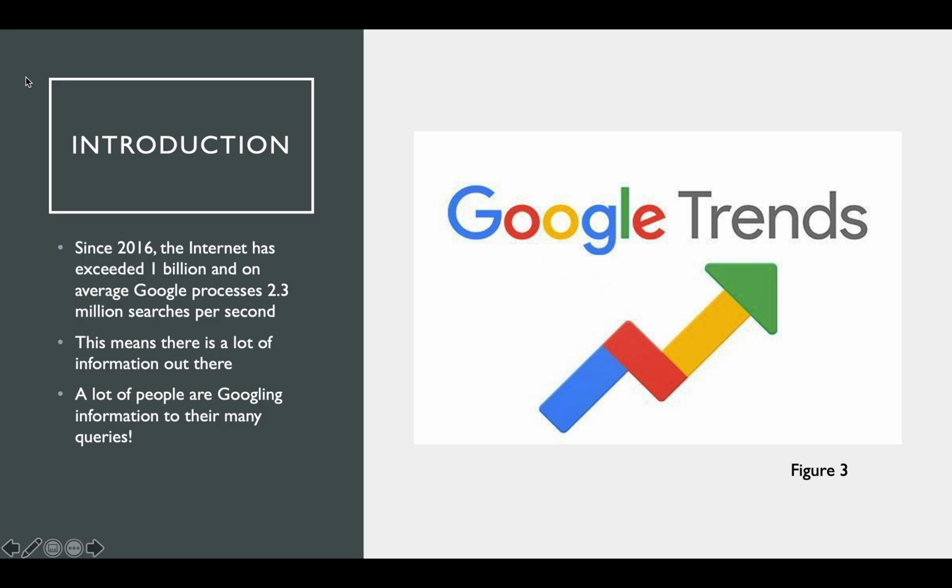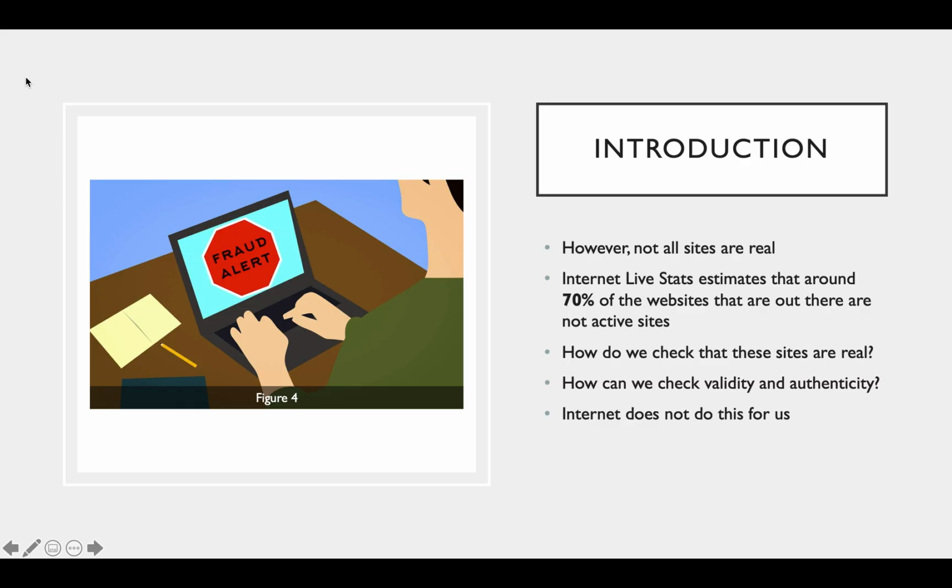So the point they're trying to make here is there's so much information out there. How do you know that some of these websites are real and which ones are fake? When you're Googling and looking at these websites, how do you know you're on a real website? Have you thought about it? According to Internet Live Stats, 70% of websites out there are not active sites, which means you could be looking at information that's completely untrue, irrelevant, or just completely opinion-based. So how do we check that these sites are real? How do we know that we are on a real, authentic site? We're going to learn about this in the next part of our work.